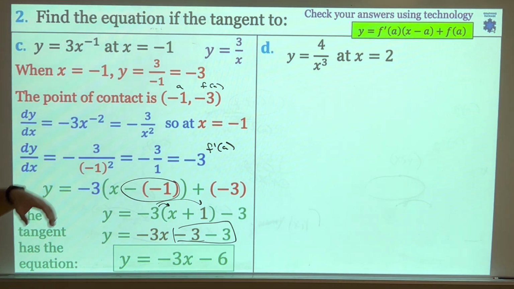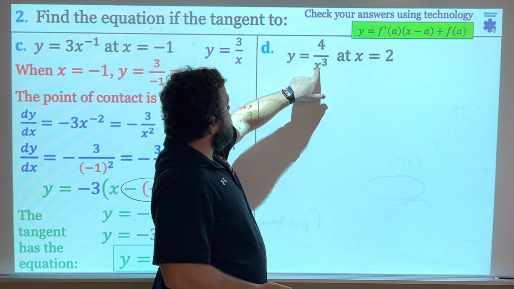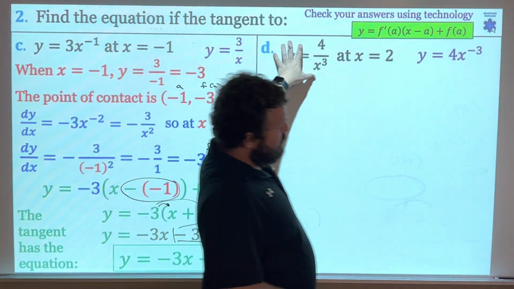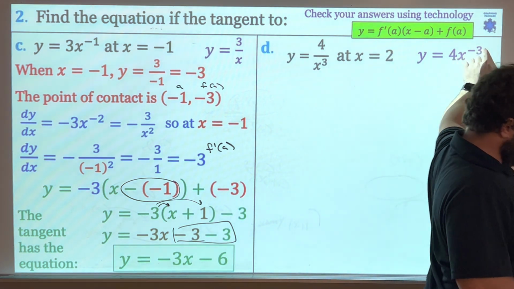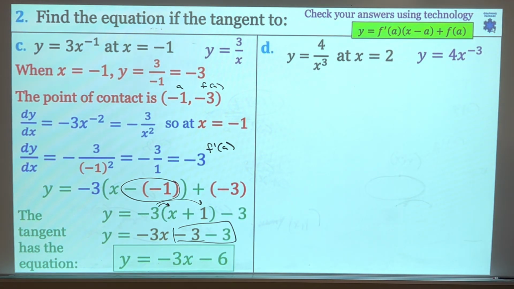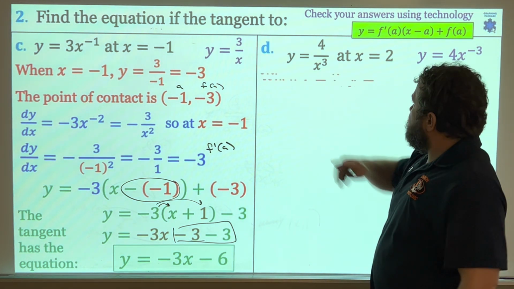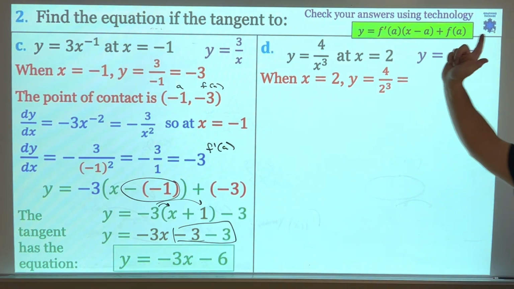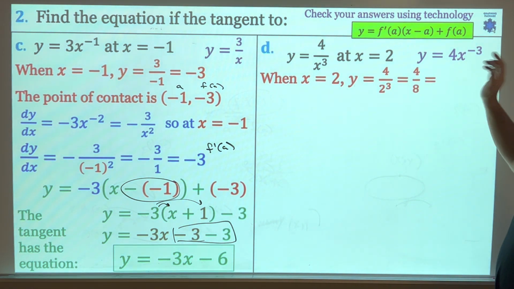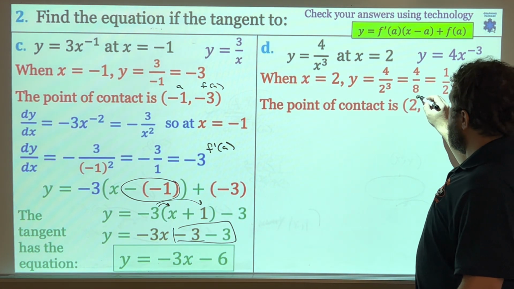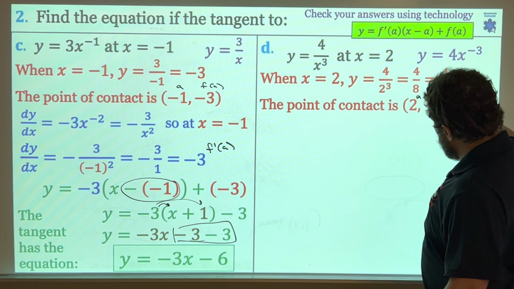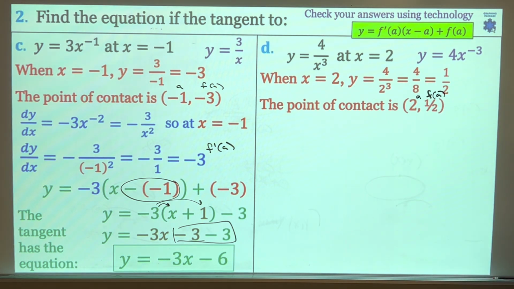D. When x is 2, put my 2 in there. Just so you know, when we derive this later, y equals 4x to the negative 3. You can run back and forth with it, it doesn't matter. When x equals 2, y equals 4 over 2 cubed. 2 cubed is 2 times 2 is 4 times 2 is 8. 4 over 8 reduces to 1/2. Point of contact, therefore, is a is 2, f of a, a little higher, is 1/2. All right?